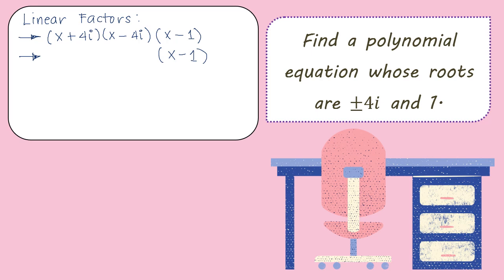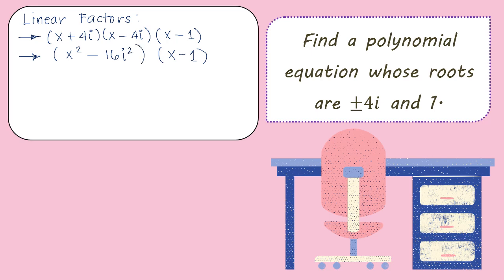But as you can see, this also follows the product of sum and difference of two terms. As you can see, we have x plus 4i and x minus 4i. So that means we can also apply the one that we recalled a while ago, which is the a squared minus b squared, the shortcut. We just simply multiply the first terms and last terms. So x times x, we will have x squared. And positive 4i times negative 4i, we will have negative 16i squared.